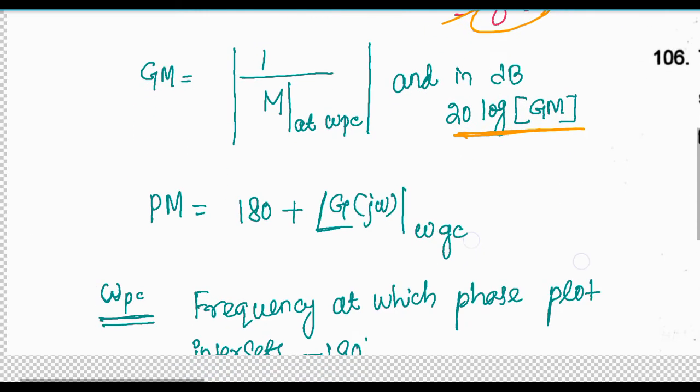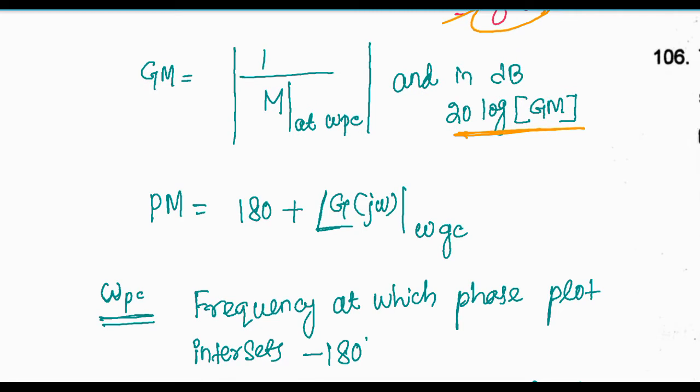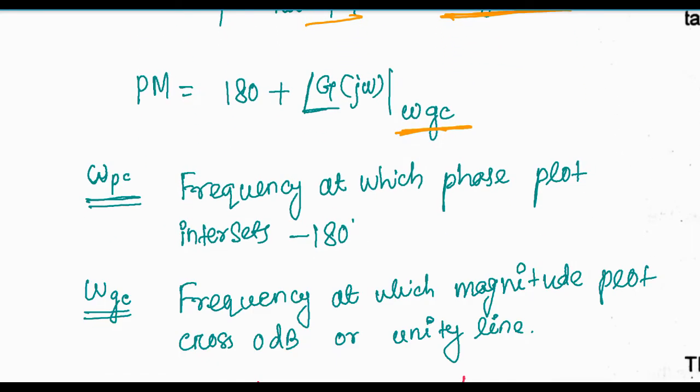Next is phase margin. What is phase margin? Phase margin is 180 plus angle of G(j omega) H(j omega) at omega gc. Omega gc is the gain crossover frequency. Here omega pc and here omega gc, and we will define what is omega pc, that is phase crossover frequency. Omega pc is the frequency at which the phase plot intersects the -180 degree line. This is the phase crossover frequency.